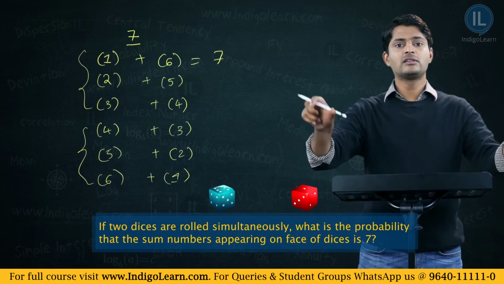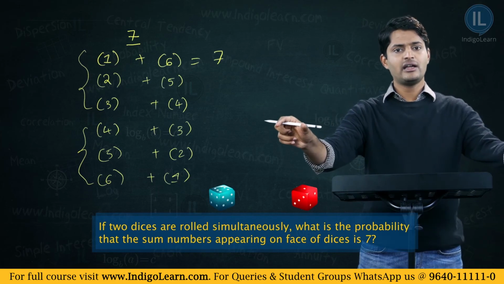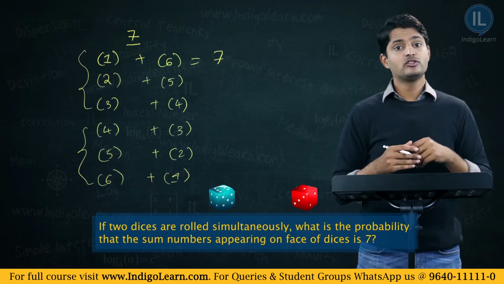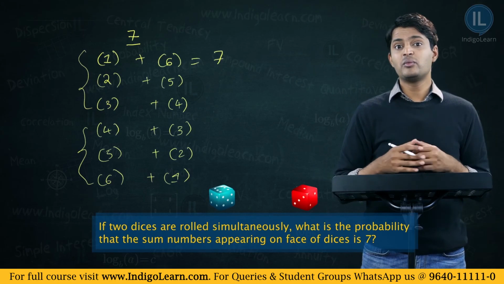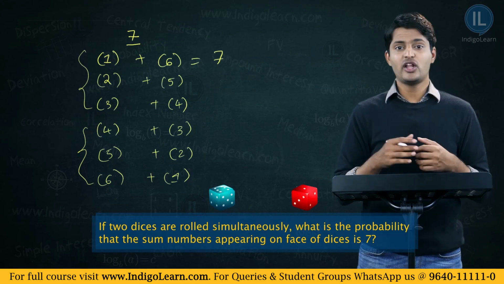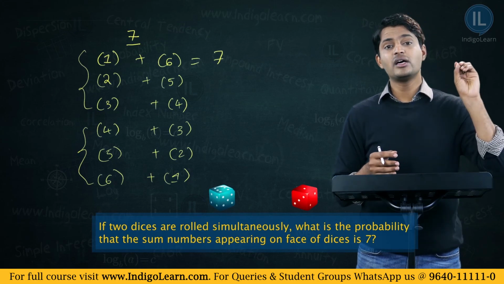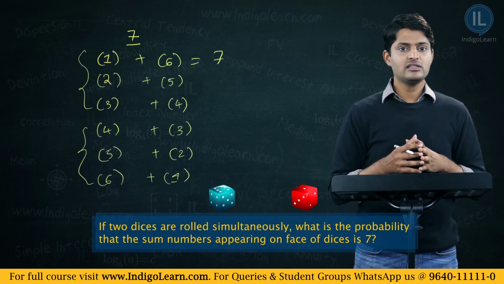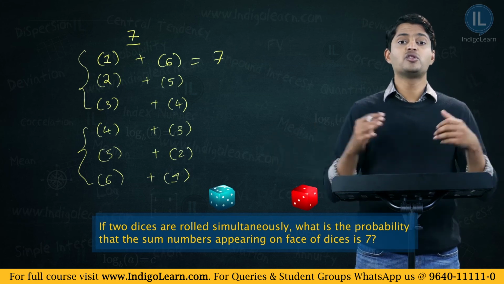So 1 and 6, 1 on the first die and 6 on the second die, is different from 6 on the first die and 1 on the second die. So here, just like we have discussed in permutation combination, we are more interested in the order also. So how many outcomes are in your favor which are adding up to 7? There are 6 possible cases out of 36 possible cases.